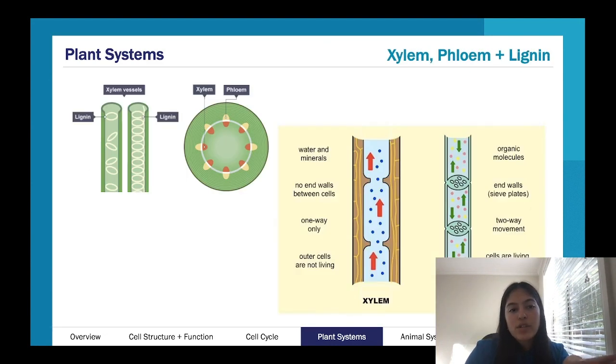Okay, so we can see these in our diagrams here. So you can see the lignin is just what you'd expect a structural molecule to look like. So it just gives it that structure. You've got your xylem here and your phloem, and again, part of those vascular bundles.